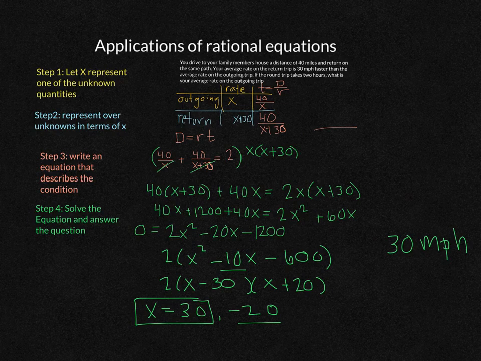And then last, just maybe check to make sure your solution makes sense. And 30 miles per hour, that should work. It's, let's see, 40 over 30, that's like 1 1/3 hour. And then 40 over 60 is 2/3 an hour. So 1 1/3 hour plus 2/3 an hour is 2 hours. So those 2 hours match up. So that means that our outgoing rate should be 30 miles per hour.